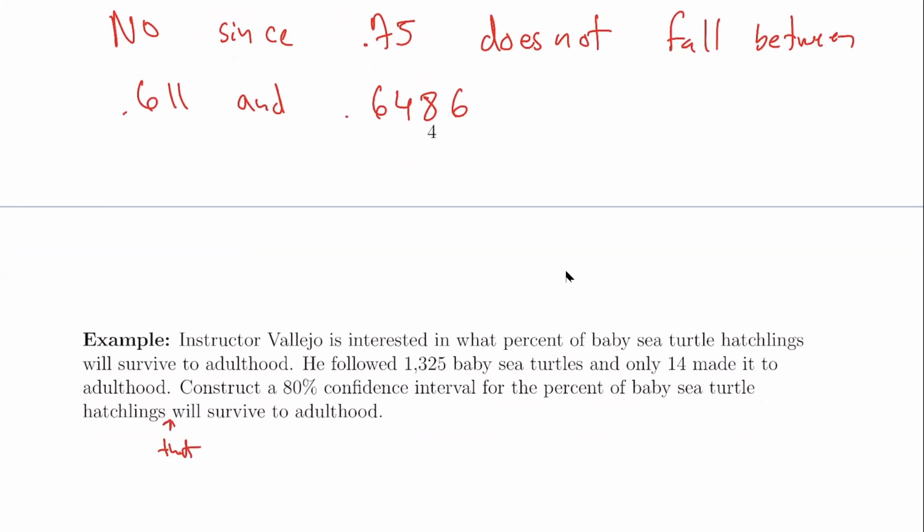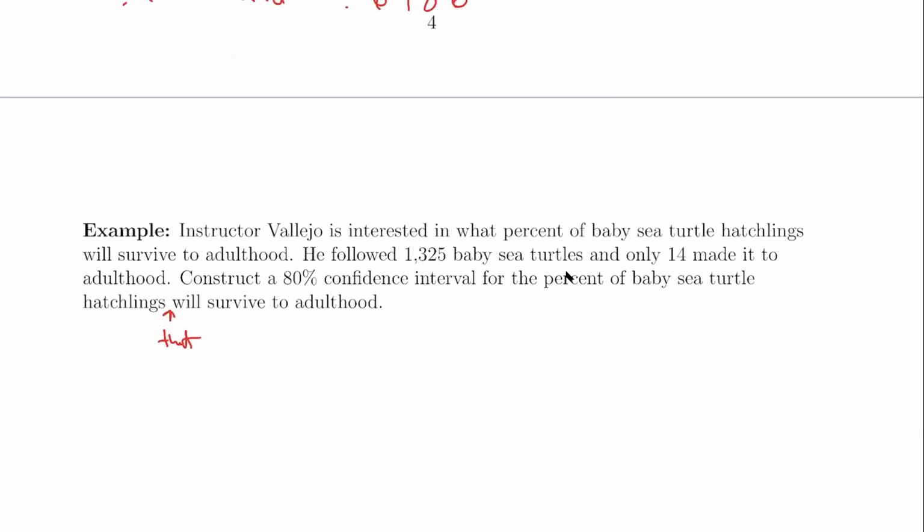All right, so let's do this one. For this one, first thing we're gonna go ahead and do, let's find what p hat is equal to. If you look at p hat, what they're interested in is how many baby sea turtles will make it to adulthood. They tell us only 14 baby sea turtles made it to adulthood, and you divide that by the total amount of baby sea turtles they were following. So we put 14 divided by 1,325.